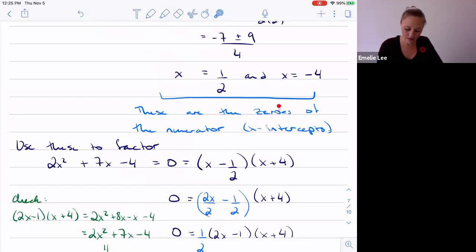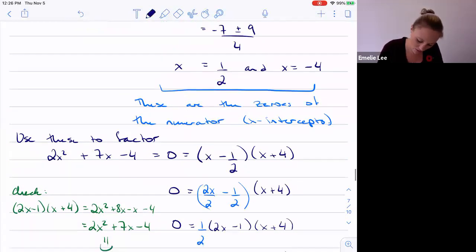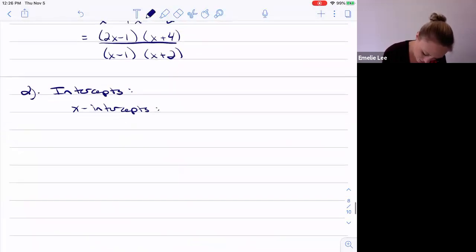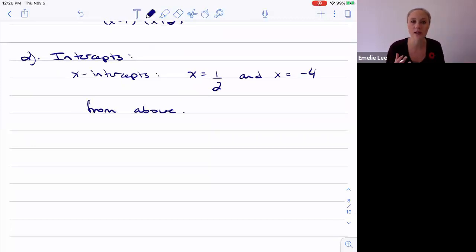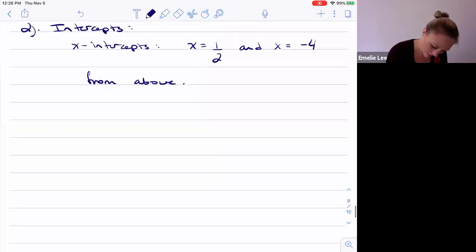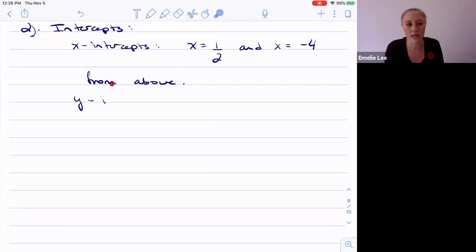So highlighting that these are the x-intercepts up here saves us some work down later. And so here, x equals 1/2 and x equals -4 from above. We already did that work, so I'm not going to redo it. There's no point. But I do need to say where I'm getting this from. When I'm getting you to show your work, you can't just tell me that these are the x-intercepts and you haven't shown me any work. That doesn't work.